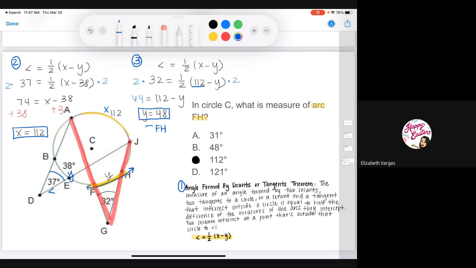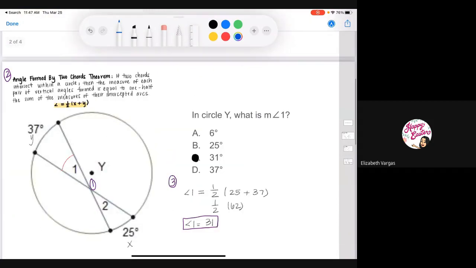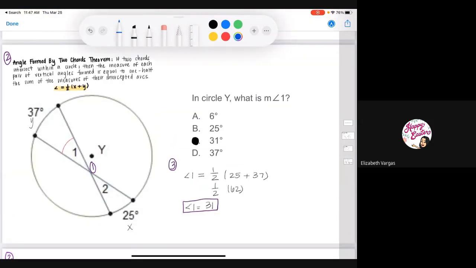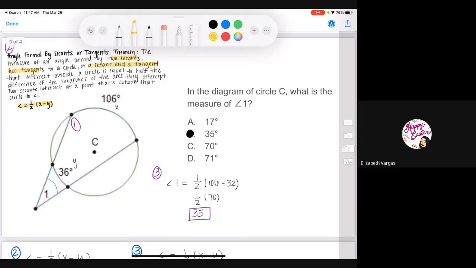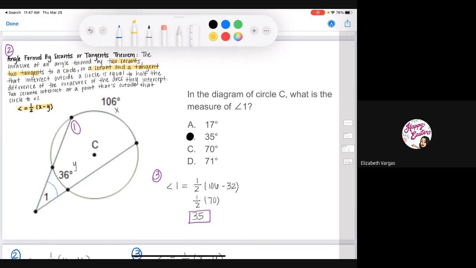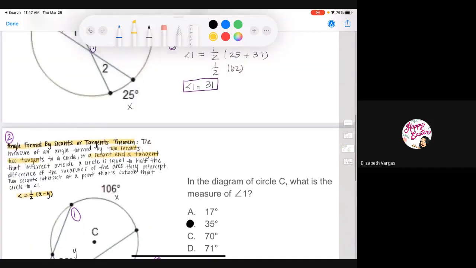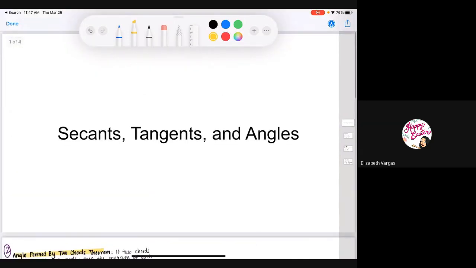Any questions? It's very rare you're going to have a problem with this many steps, but just in case, now you know how to solve it. Most often you will have something that looks like this and you'll know, okay, I have 2 chords that intersect, so I must use the angle formed by chords theorem. Or I'll say, oh, look, I have 2 secants or 2 tangents or a secant and a tangent that form an angle, so I can use this theorem. Those are the 2 theorems that we worked with yesterday. Any specific questions about anything we went over today?